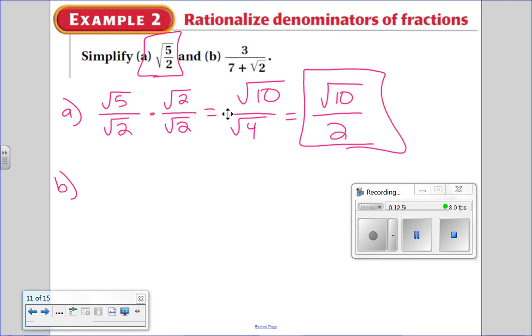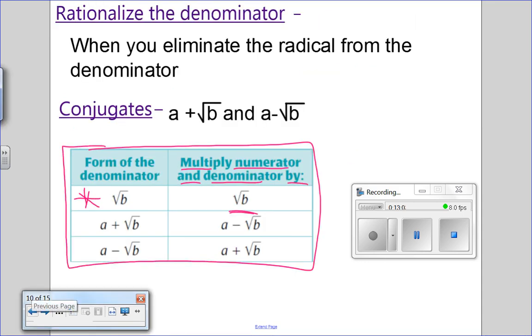Part B. This is going to be a little bit harder. If you look at our denominator, it's more than just a single radical. It's a number being added to a radical. So let's look at that chart. Number being added to a radical. We have this situation right now.